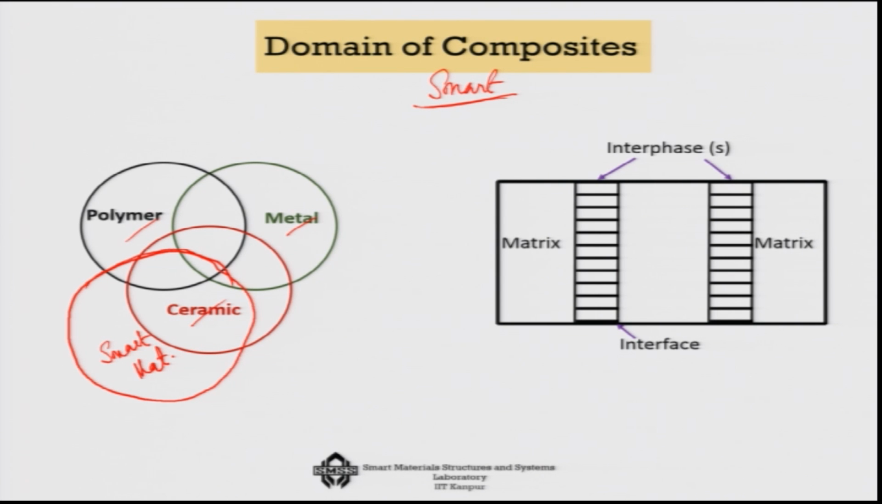Another point is that in any such composite there will be a matrix and there will be fibers, and you see there are distinct interfaces between the fiber and the matrix. So, this is reinforcement and interface. Reinforcements, very popularly we call them, and there is a distinct interface between the two.